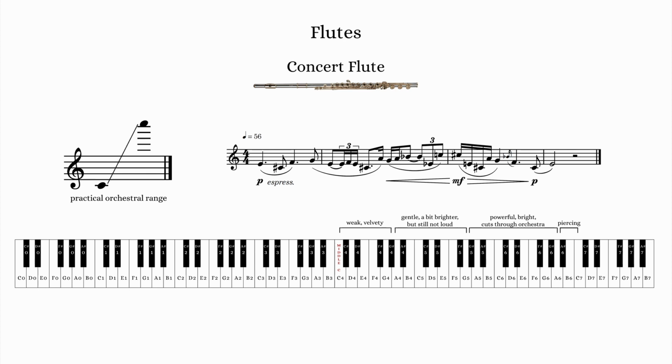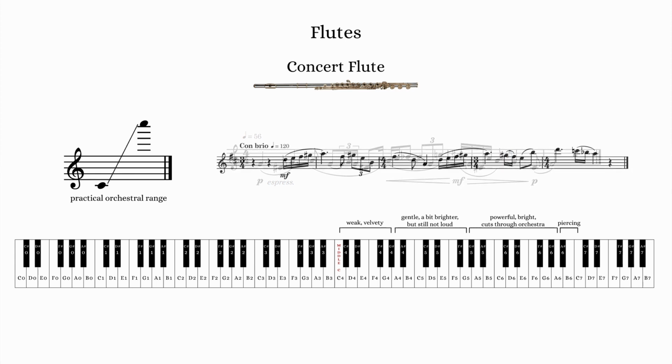From roughly G4 to G5, an octave above, the flute has a slightly thinner, more gentle sound, and notes in this range, specifically notes below C5, tend to be overpowered by anything other than thin or soft textures.